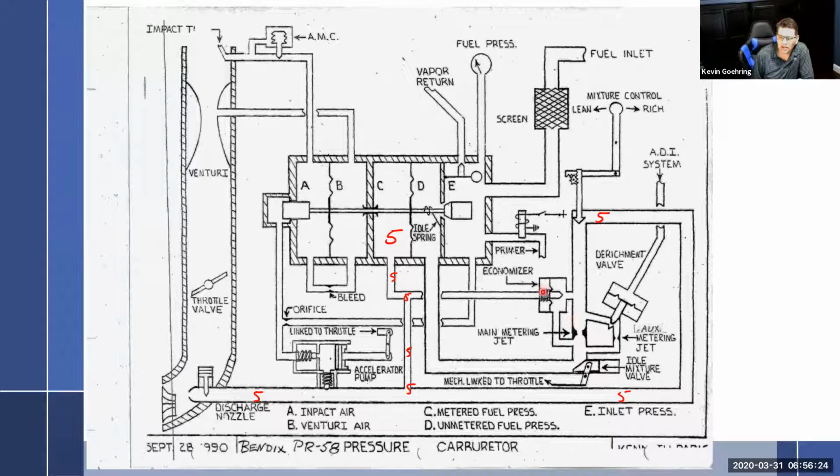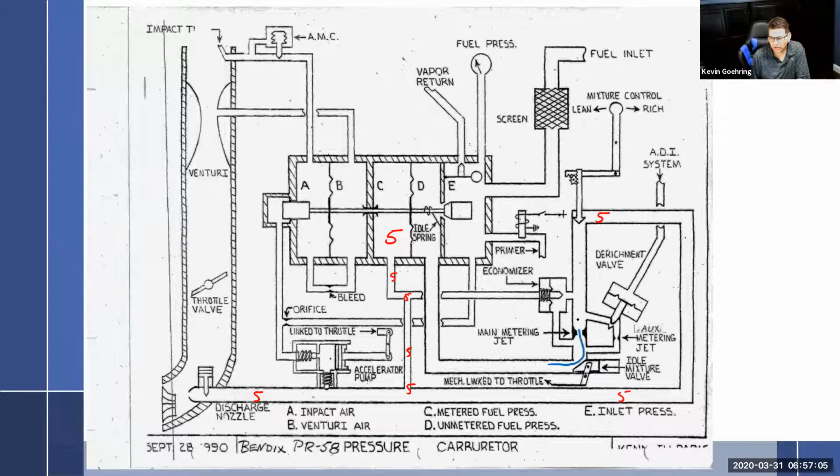And then we have the economizer, or if you want to call it a power enrichment. The power enrichment is going to open at high power settings. So whenever the fuel pressure in D is up, and it's going to go up because A and B went up. So if A and B go up, poppet goes up wider, pressure in D goes up. Pressure in D goes up, it's going to come through here before the jet and press on that diaphragm. So when this pressure here is greater than 5 plus spring, it opens up and gives fuel 2 ways to get through.